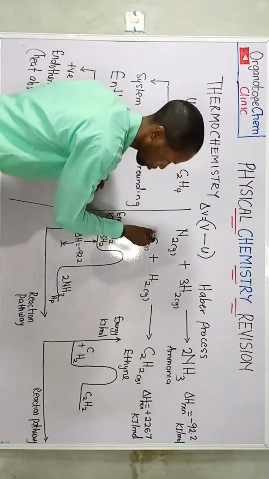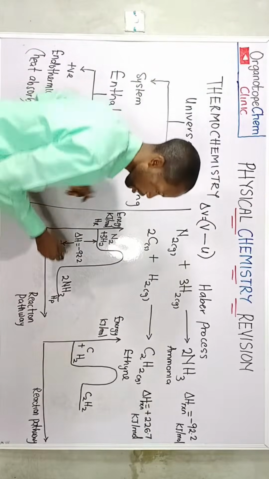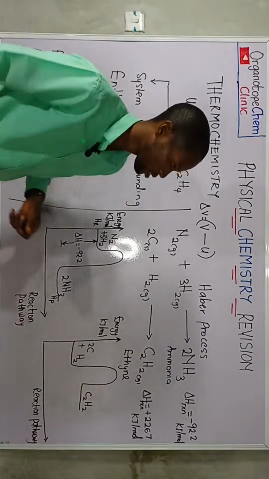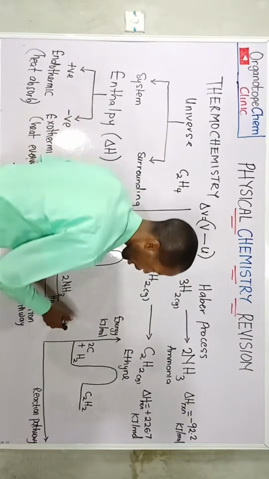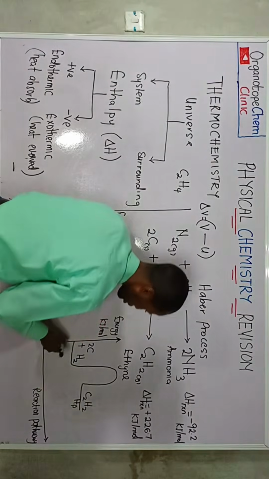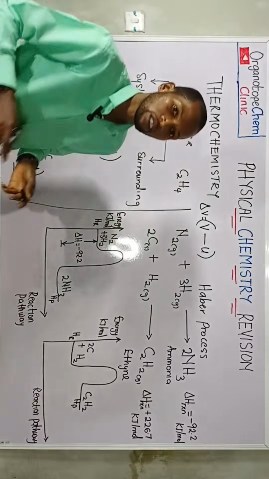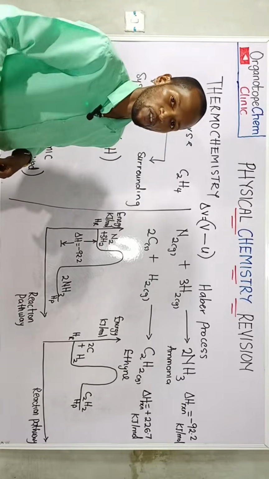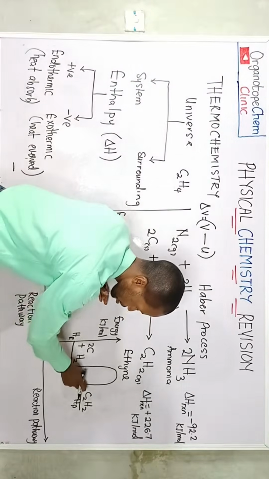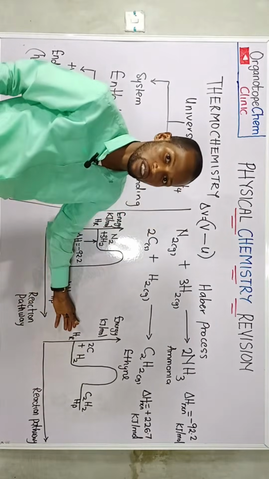This equation is not balanced, so we put a coefficient of 2 for the carbon. The enthalpy of the reaction is positive, which implies that the enthalpy of the products is higher than the enthalpy of the reactant, because the enthalpy of reaction is enthalpy of product minus reactant. So the reaction will be positive.